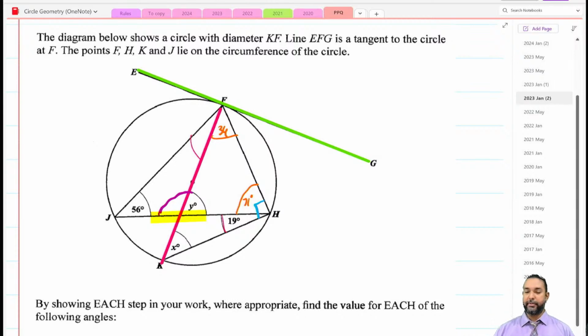You could use it, yeah, to find this angle here. Because it's the same rule we used to find 56, to find x. Angles in the same segment standing on the same arc are equal. 19 and 56 will give us 75, which is this, and this is 105. And 105 from 180 is 75, right? And 34 plus 71 is also 105. And 105 from 180 will give us 75.